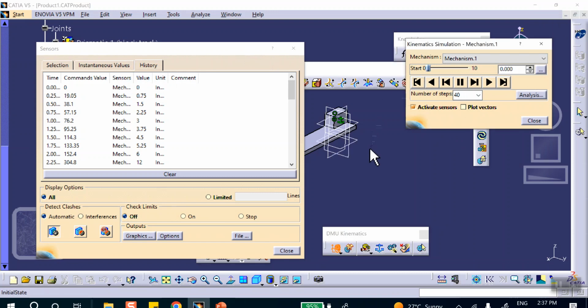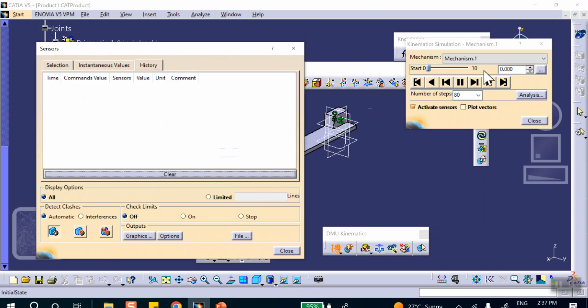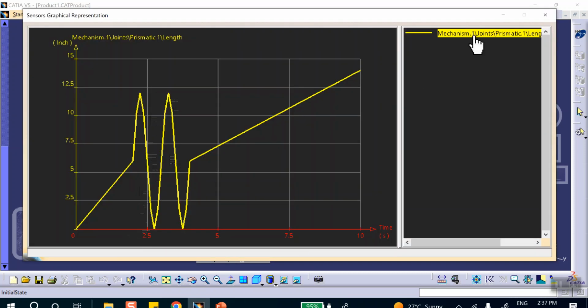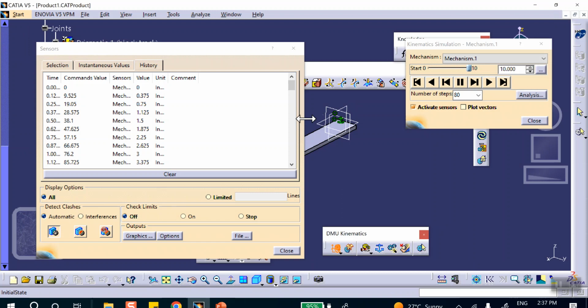Rewind. If you go back to 80, clear the history, and play it, you can see a nicer curve. Actually, let's see if we can make it even smoother. Rewind. Clear the history. For that, let me put 200. Okay, play it.